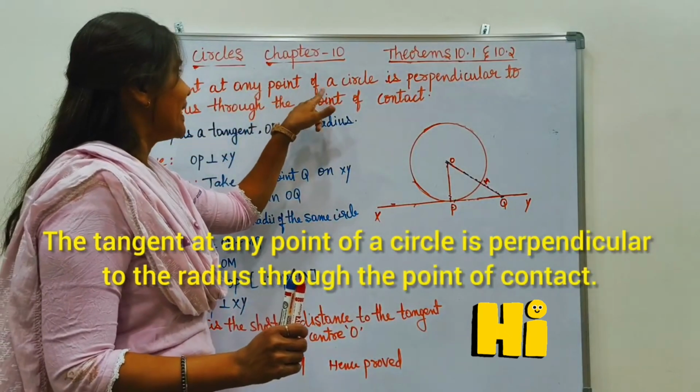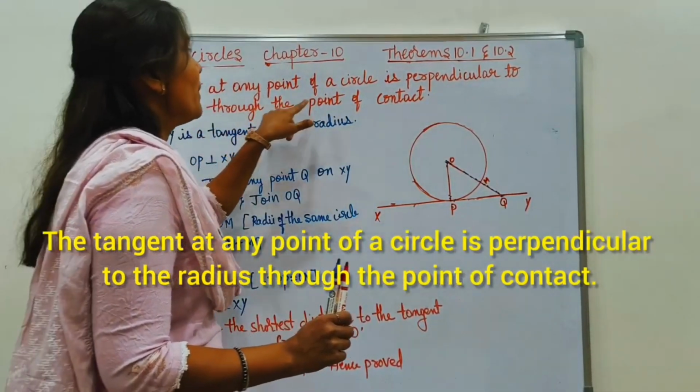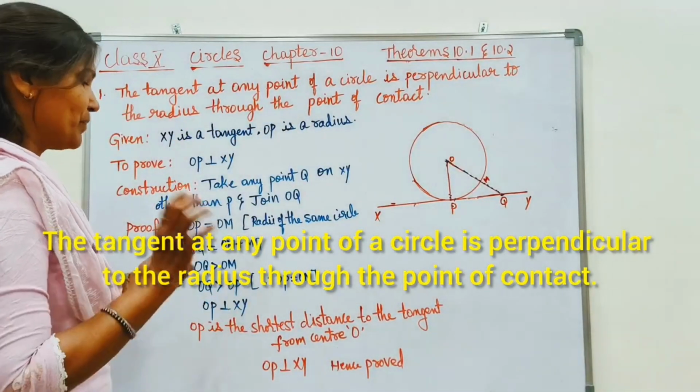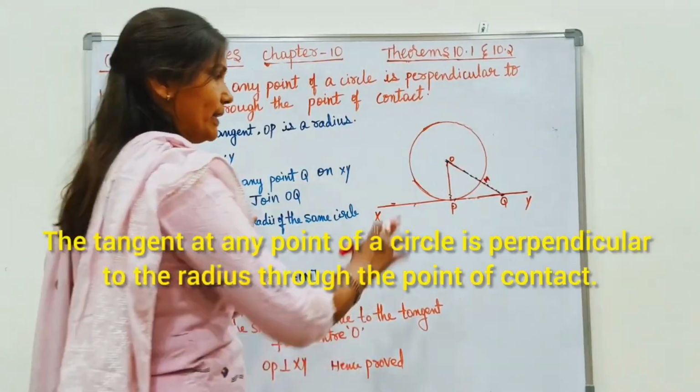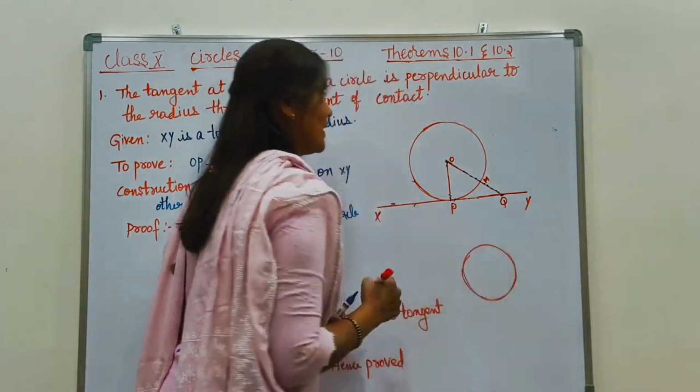Tangent at any point on a circle is perpendicular to the radius to the point of contact. We will read the theorem and we will draw the diagram. So carefully listen to how to draw the diagram. This is the diagram I already drew. So roughly I will explain. First you take one circle.